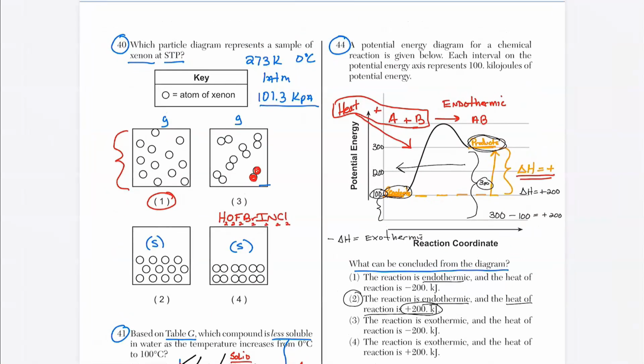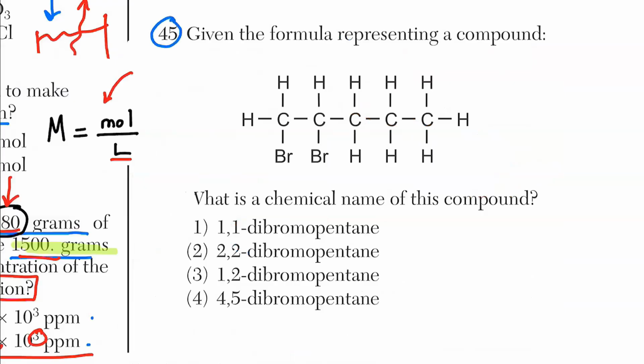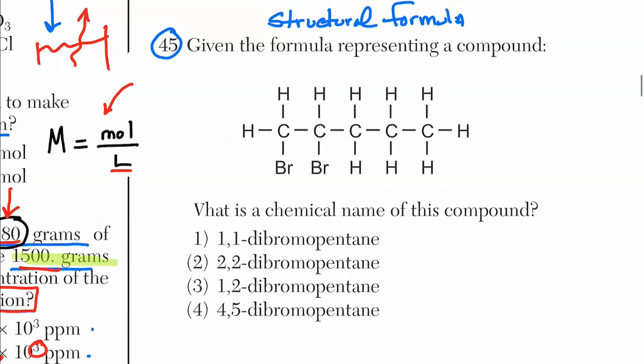On to number 45. Given the formula, this is a structural formula. You don't say that, but you need to know that. Structural formulas help us understand how these molecules exist in space. Even though it's really 3 dimensions, we're seeing 2 dimensions, but it shows us the bonding. A molecular formula would give us exactly how many carbons and hydrogens, in this case bromides. Okay, so in any case, looking at this structure, it's important.